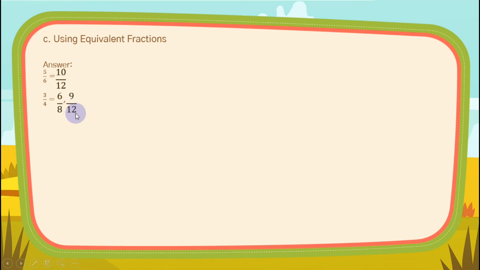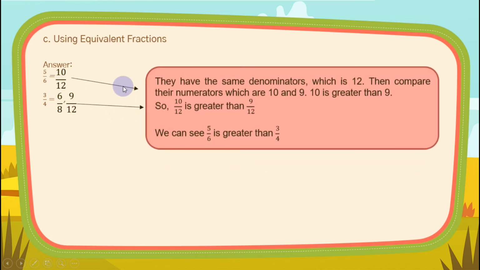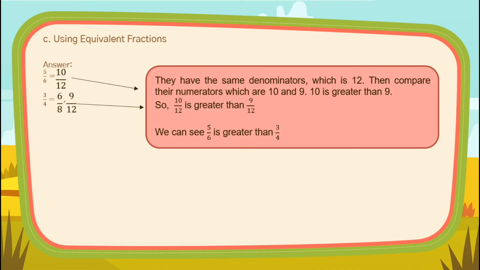Now you can see 12 and 12. They are the same. They have the same denominators, which is 12. Then compare their numerators, which are 10 and 9. 10 is greater than 9. So 10/12 is greater than 9/12. We can see 5/6 is greater than 3/4.